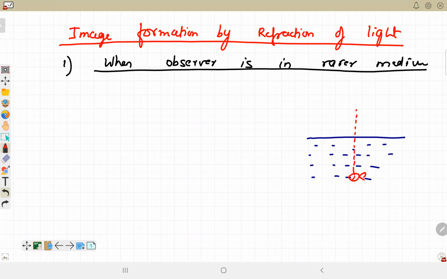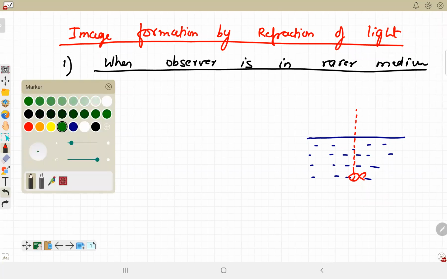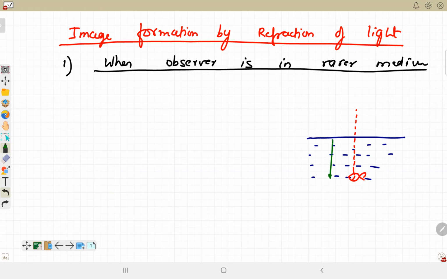Okay, what was the condition here? Under what condition can we apply that the apparent depth is 1 by mu times the real depth? The condition was that we are looking close to the normal, or we are almost perpendicular to the surface. For an oblique view, that formula will not be correct.